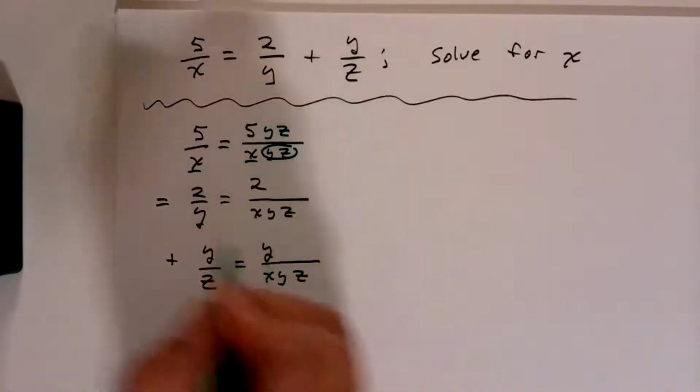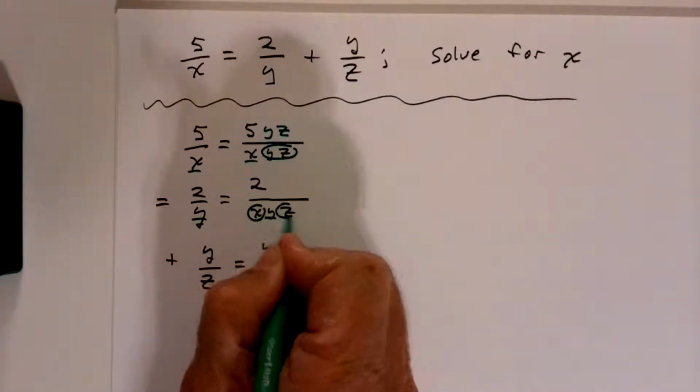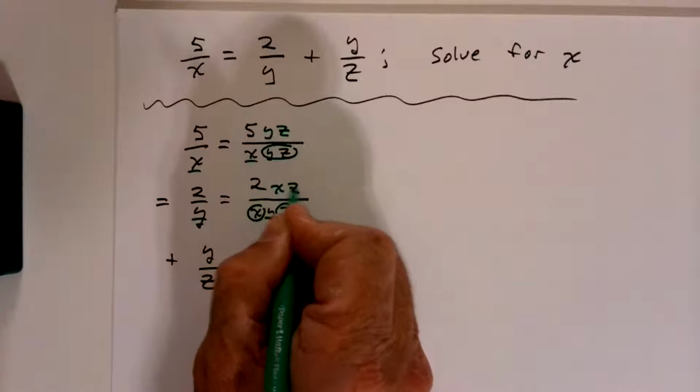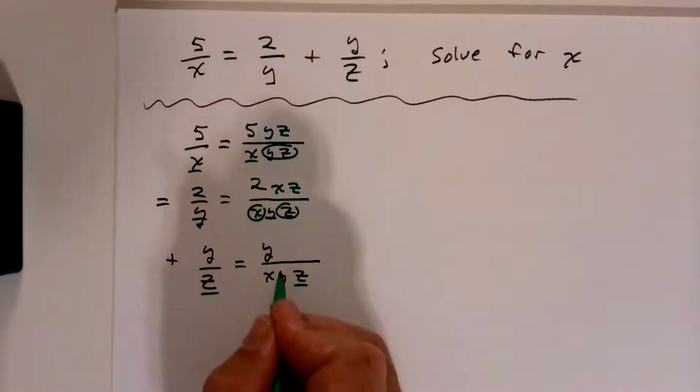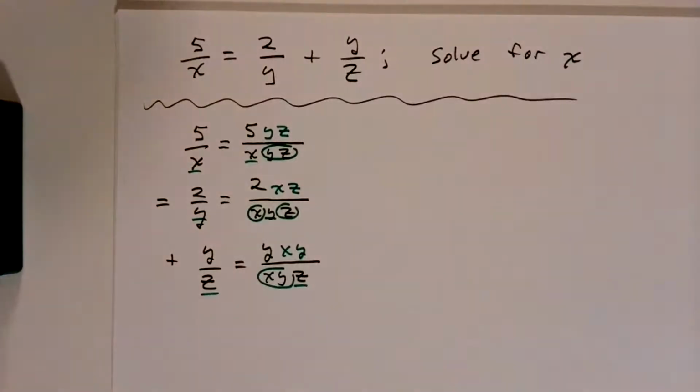Put y and z on top. y was there before, so x and z are new on the bottom. Put x and z on top. z was there before, x and y are new on the bottom. Put x and y on top.